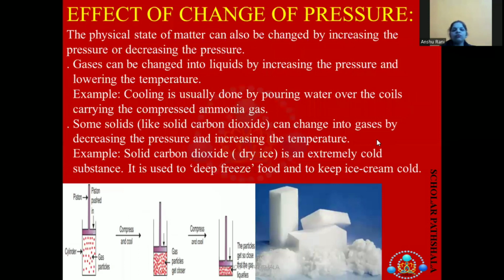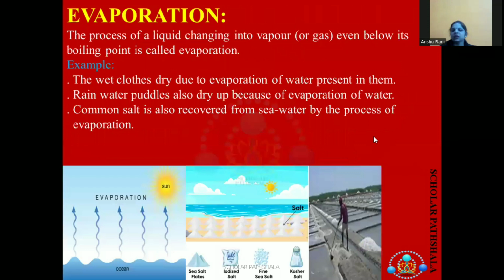Then what is the effect of change of pressure? With the change of pressure, what happens? The physical state of matter can be changed, like gases can be converted into liquids by the application of high pressure and low temperature. This can be seen in many cases, like the liquid nitrogen we are using. Then we have evaporation. Evaporation is the process of changing of liquid into vapors below its boiling point.